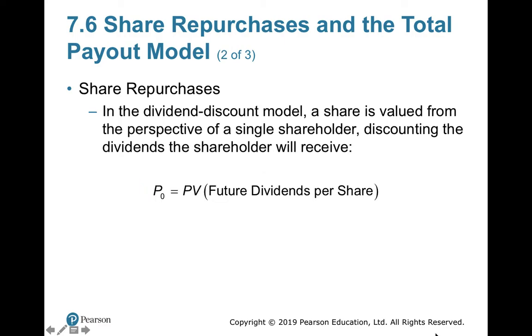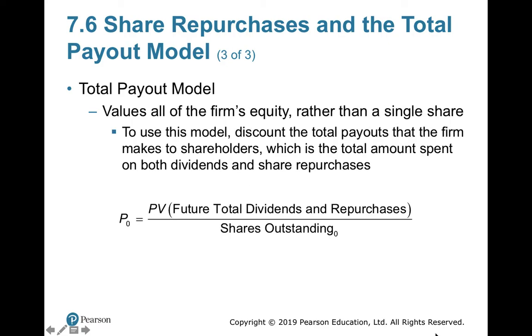So in the dividend discount model, a share is valued from the perspective of a single shareholder, discounting the dividends the shareholder will receive. For example, a single shareholder, how will he look into it? Price is equal to present value of future dividends per share. Now, the value of all of the firm's equity, rather than a single share, is equal to present value of future total dividends and repurchases divided by shares outstanding.